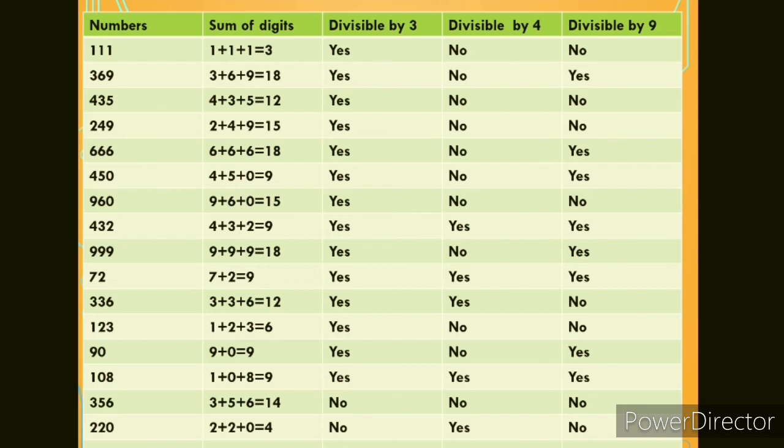Okay. Next one, 369. If we are totaling it up, we get 18. So it is divisible by 3 but not divisible by 4. It is divisible by 9 also. So 2 children will be having this number in their basket. That is the children having the basket number 3 and number 9. Okay, so same way we have to calculate for other numbers also. First we have to sum it up, then check for the divisibility test.